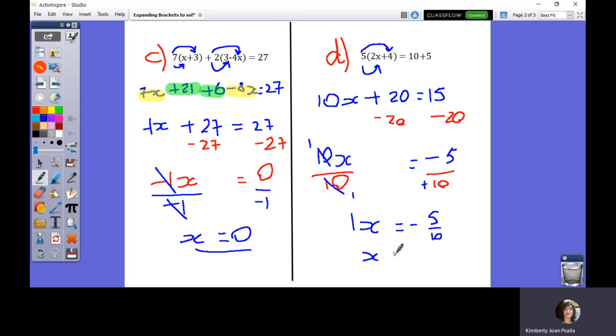So minus 5 on 10. For the final answer, you can simplify this 5 on 10. So negative there, do not forget the negative sign. 5 and 10 are both in the times table of 5, so we can divide by 5. That should give us minus 1/2. And there you have your final answer.